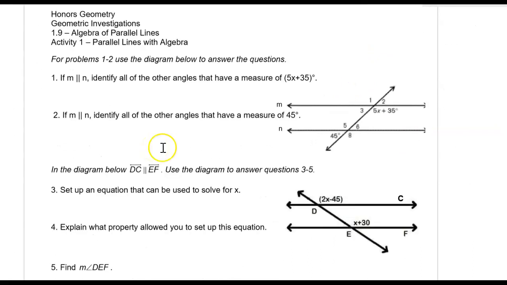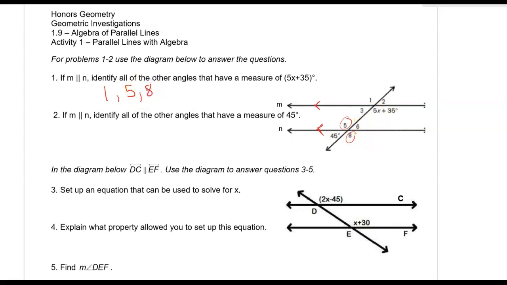If line M is parallel to line N, identify the other angles that have a measure of 5x plus 35. Let us mark the lines parallel. 5x plus 35 is a vertical angle to angle 1. So angle 1 will have a measure of 5x plus 35, and then angles that are corresponding. So angle 5 corresponds to angle 1, and angle 8 corresponds to angle 5x plus 35.